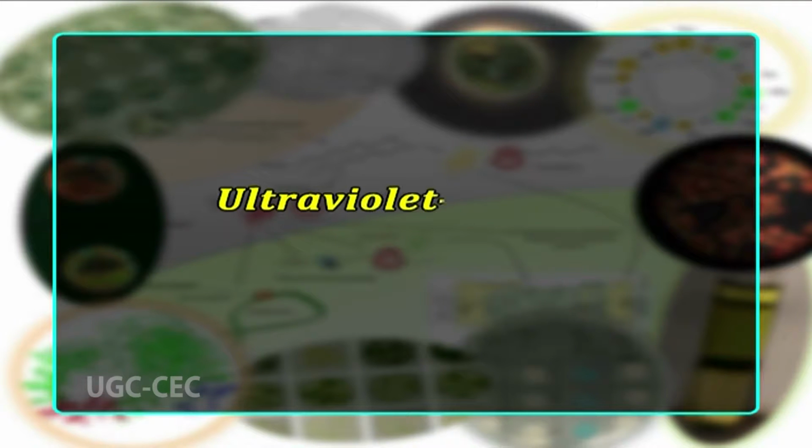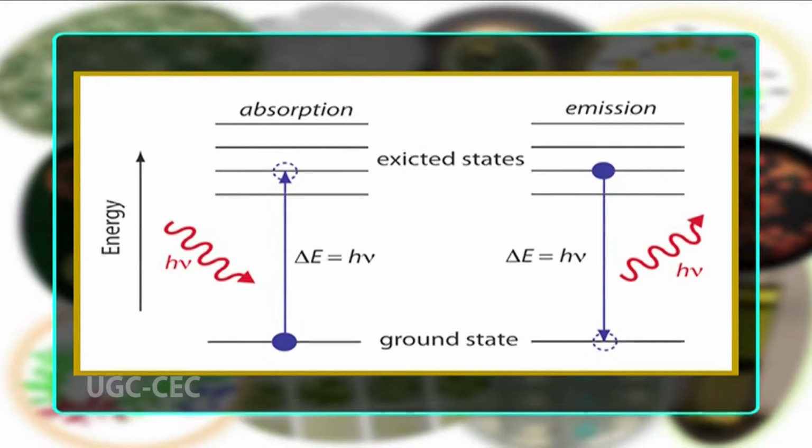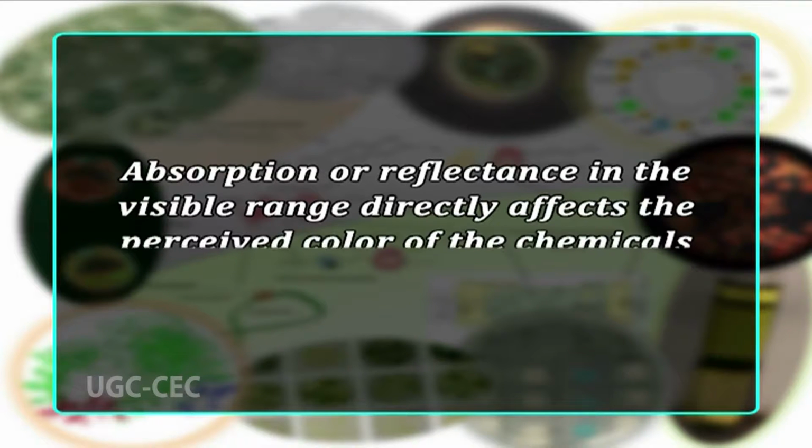Now let us discuss our next topic, which is ultraviolet visible spectrophotometry. It also refers to absorption spectroscopy or reflectance spectroscopy in the ultraviolet visible spectral range. This means it uses light in the visible and adjacent near UV and near infrared ranges. The absorption or reflectance in the visible range directly affects the perceived color of the chemicals involved.